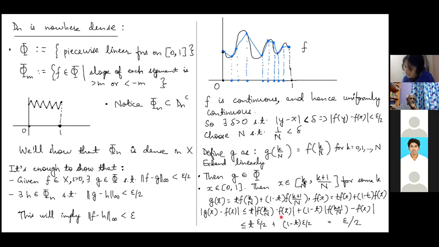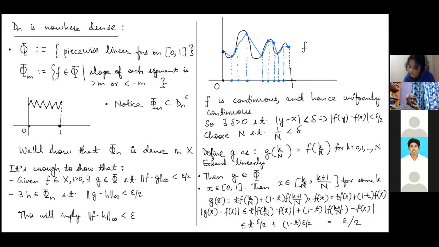Now, since x is in this interval, x and k by n are definitely at a distance less than delta from each other, and the same for k plus 1 by n. So by the choice of delta, this thing should be less than epsilon by 2, and the same for this thing. Put together, mod G x minus f x is less than or equal to t epsilon by 2 plus 1 minus t times epsilon by 2, which is equal to epsilon by 2, which is what we wanted. So we found our G.